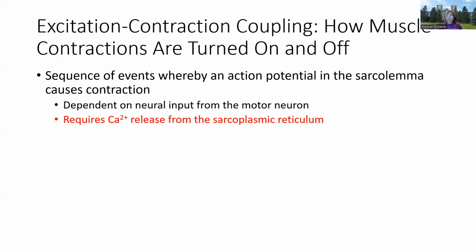And so here we're looking at what happens from that point to calcium engaging with actin to the muscle actually contracting. So that's going to depend on, again, that motor neuron, which is bringing the neural input from the spinal cord and engaging onto the muscle. It's also going to require the calcium that's stored in the sarcoplasmic reticulum in muscle cells to be released out into the cytoplasm.